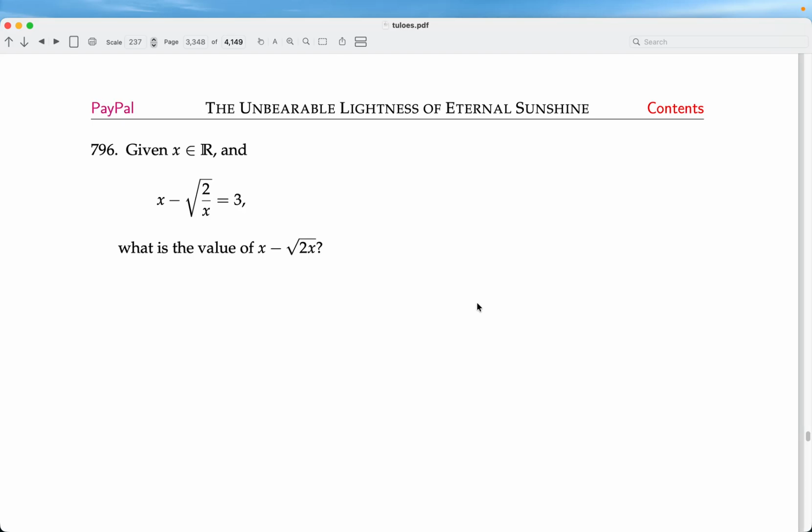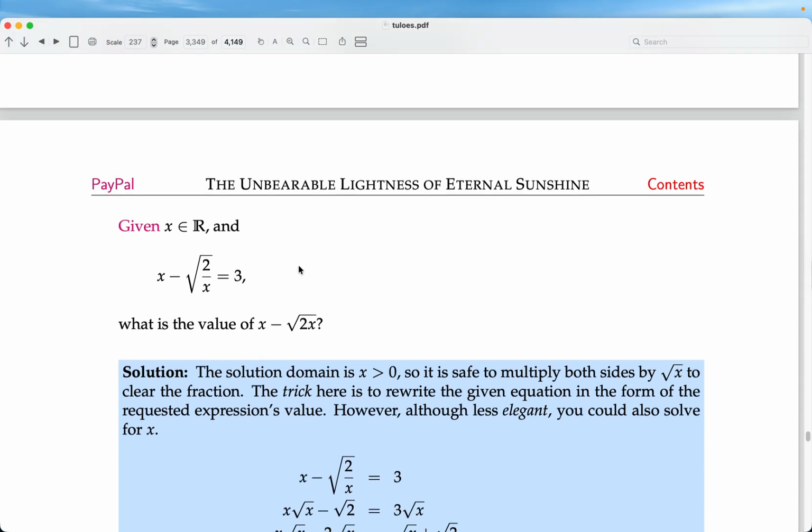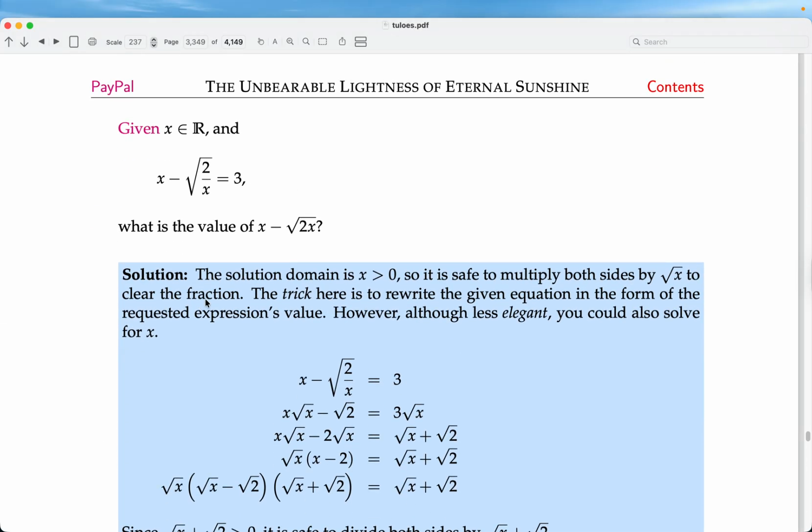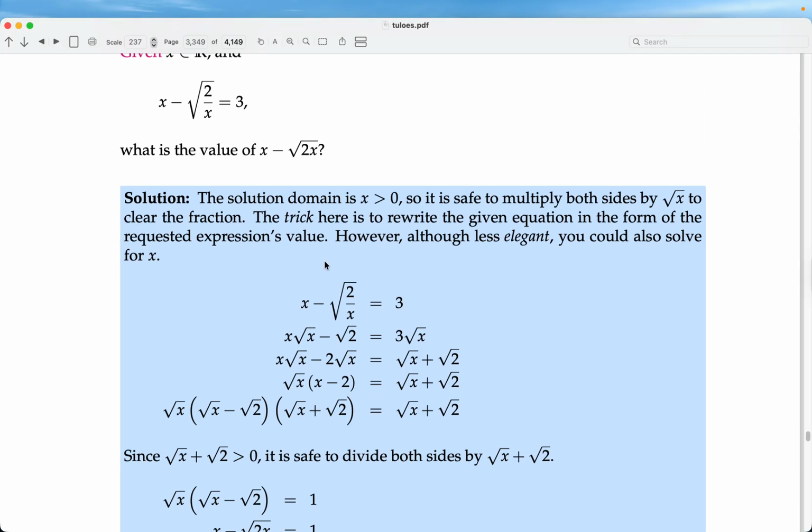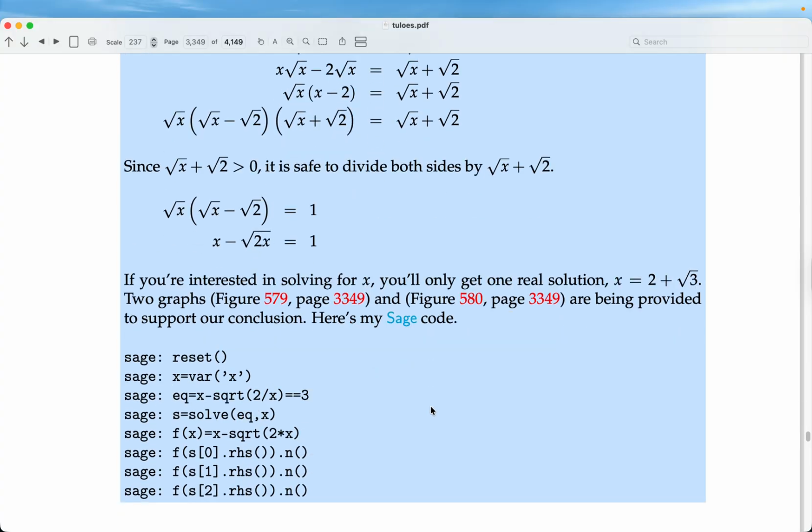Okay, problem 796. They tell me that x is a real number. They go on to give me an equation, their solution to this equation over here, and then they ask me what the value of this is over here. So let me just briefly go through what we did with paper and pencil. The solution domain of this thing was x greater than 0. I go through some work and I come up with an answer, and the answer I got is 1.